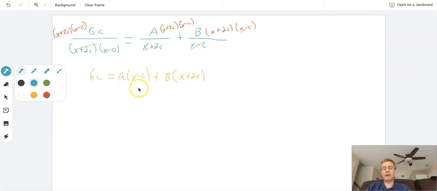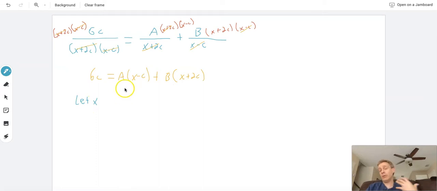From here, to solve for a and b, this equation should be true for any x value, so we can let x be equal to any number we would like. If we want to get rid of a to help us solve for b, we would want x to be equal to c, so that will get rid of this whole expression and leave us with an equation we can solve for b. Doing that, 6c would equal a times c minus c plus b times, with x being c, c plus 2c in parentheses. If we simplify, this is just going to become 0, and this is just going to drop out.